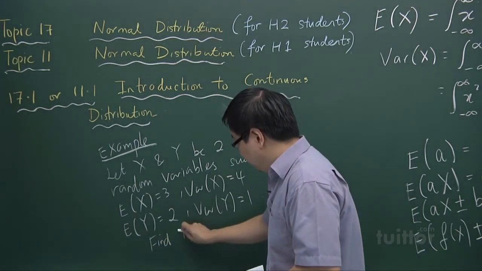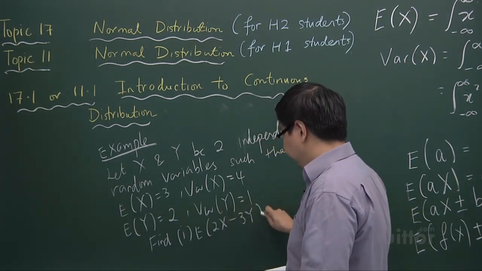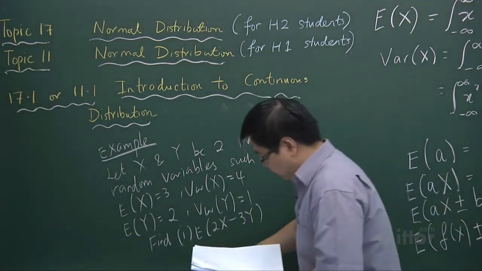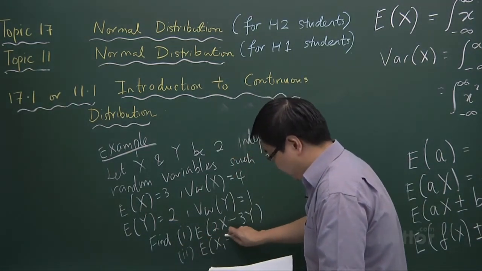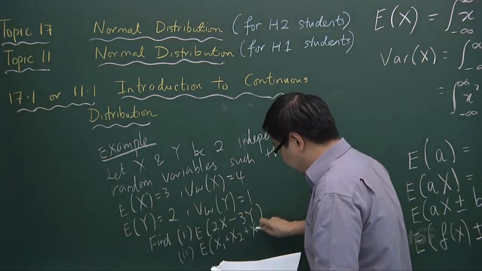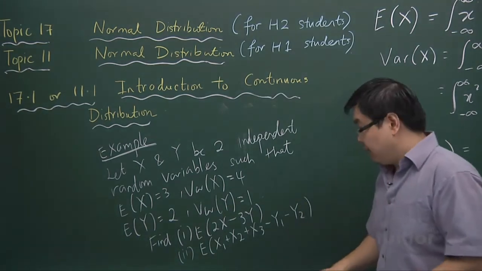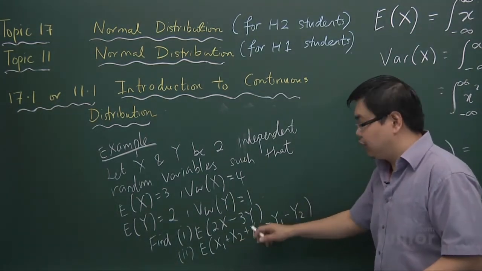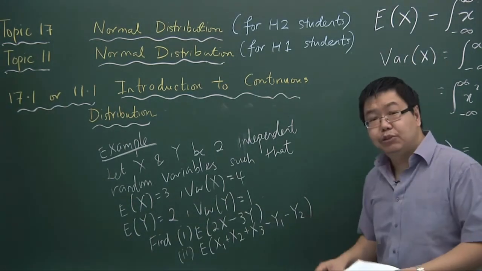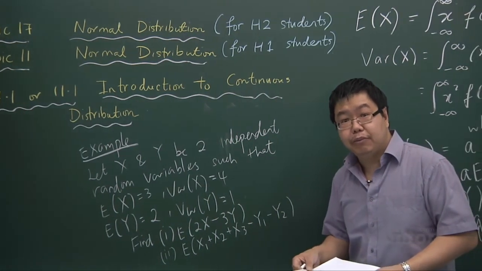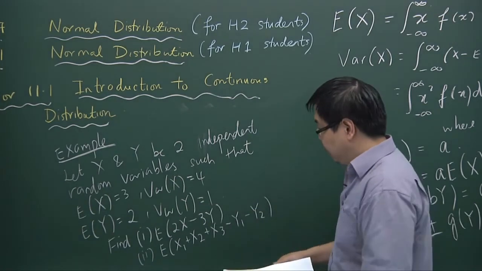part 1, the expectation of 2x minus 3y. And part 2 is to find the expectation of x1 plus x2 plus x3 minus y1 minus y2. Now, when you write in this way, it means that x1, x2, x3 are 3 independent random variables for x, and y1, y2 are again 2 independent random variables of y.